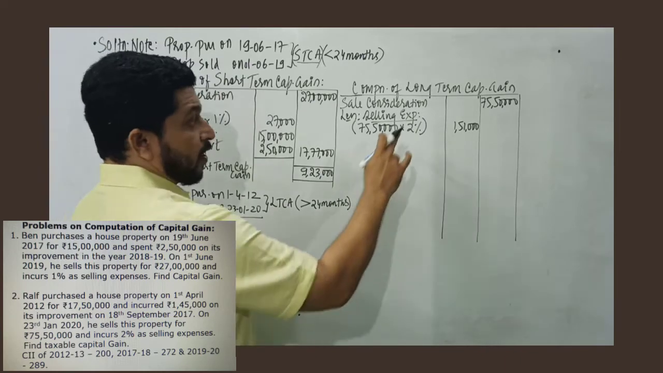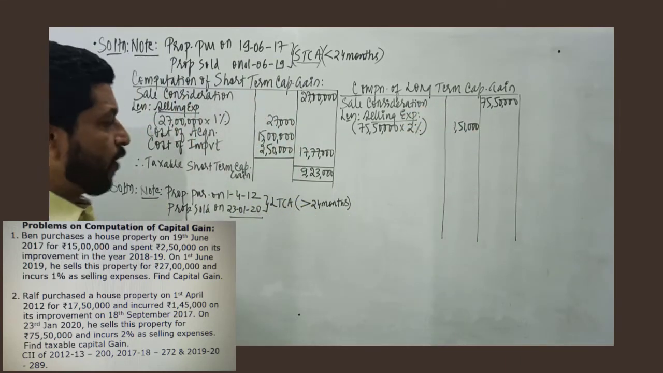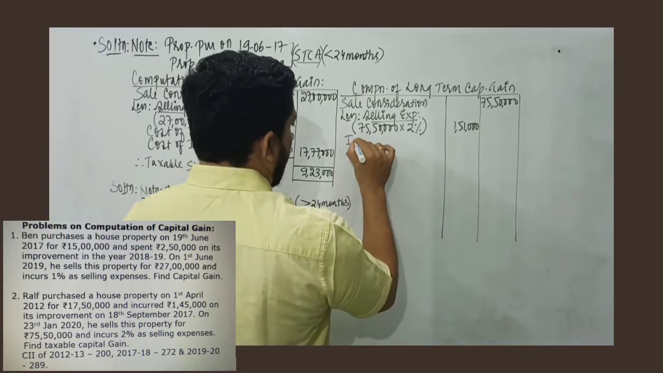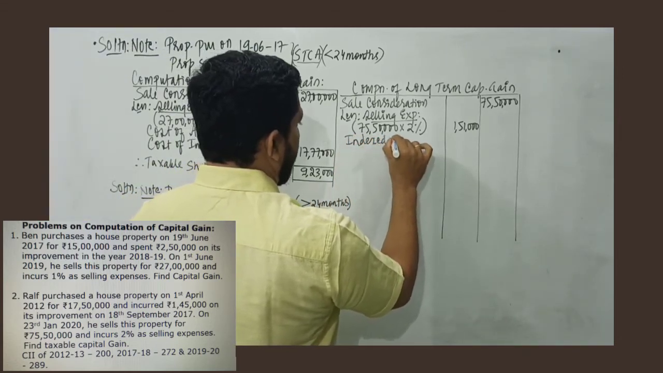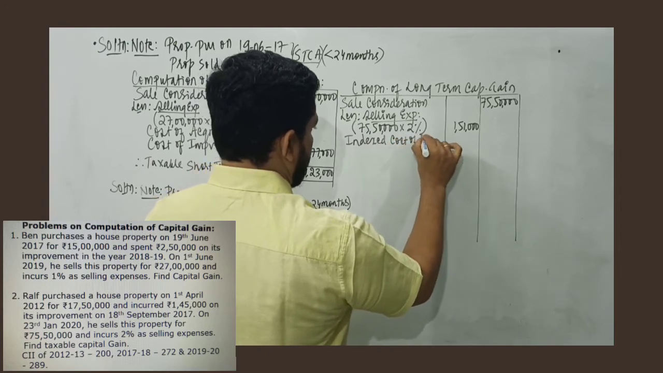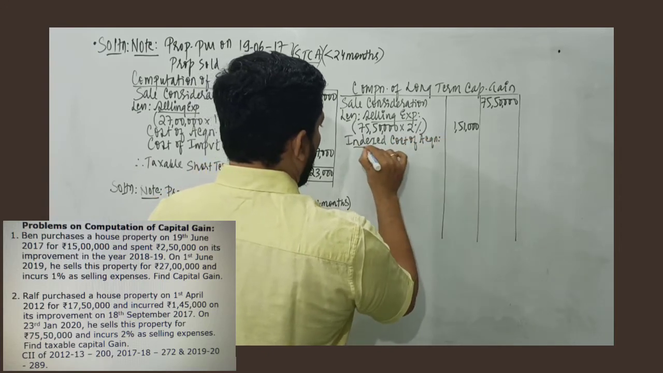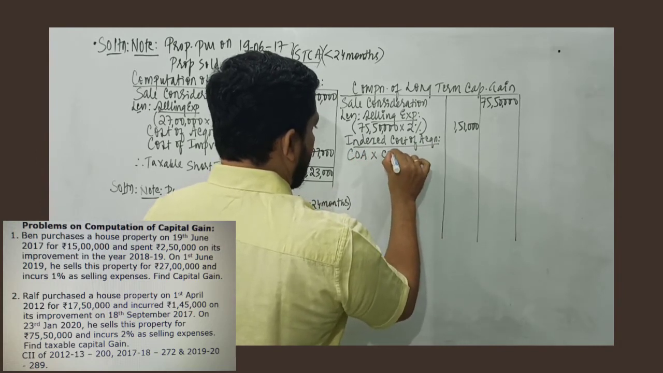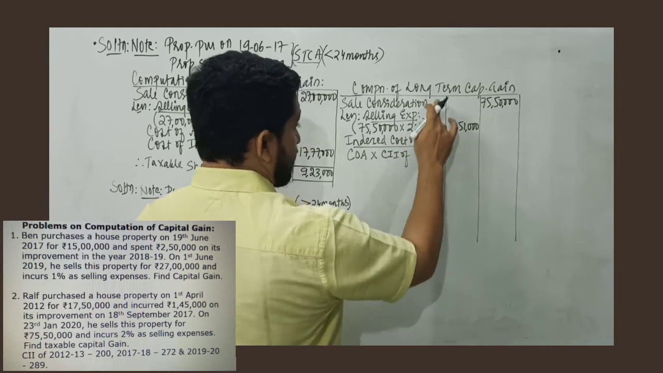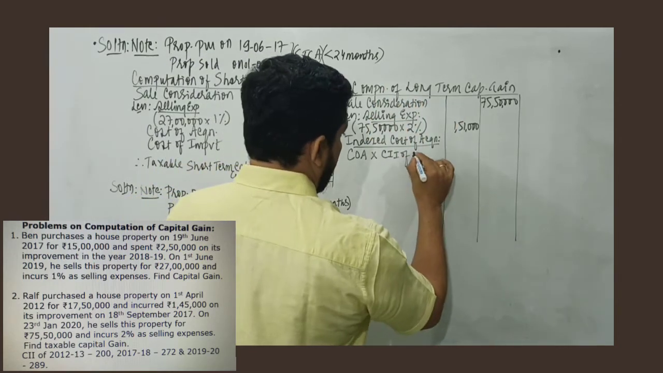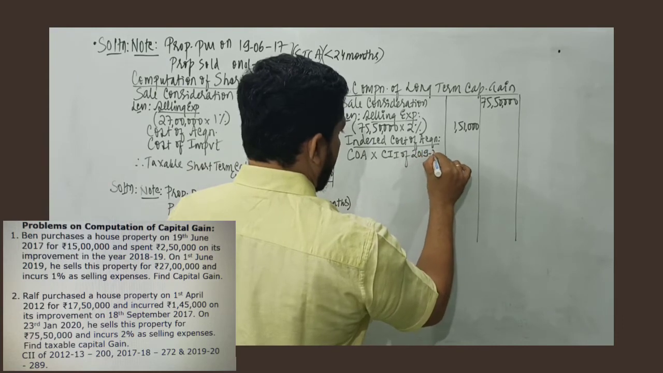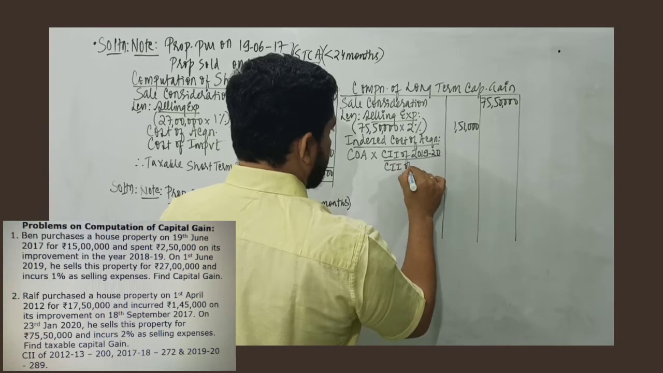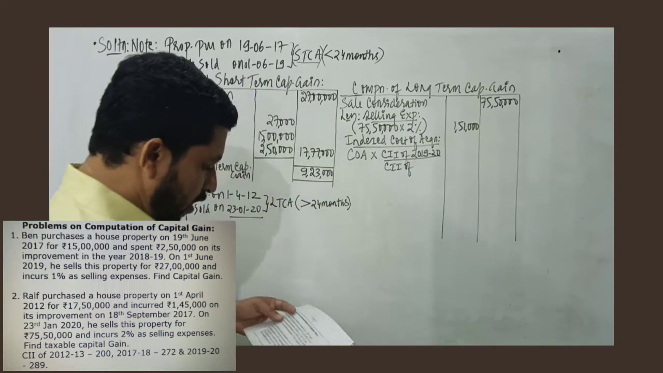Now, since we are talking about long-term capital gain, we are not going to take just cost of acquisition. We are going to take index cost of acquisition. Now, how do you calculate the index cost of acquisition? Over here the formula will be cost of acquisition into CII of the year of transfer, that is in which year you are selling this property, that is 1920, CII of 1920, divided by cost inflation index of the year of acquisition or the year of purchase.